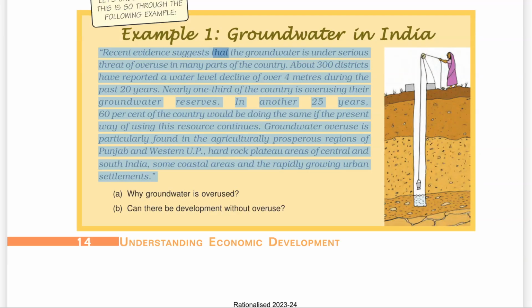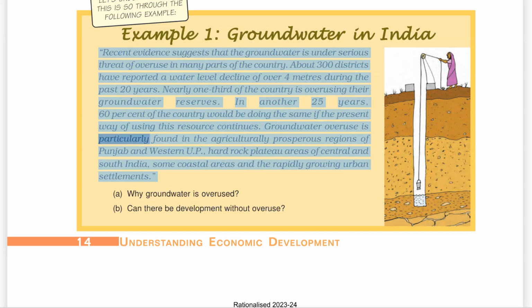Recent evidence suggests that the groundwater is under serious threat of overuse in many parts of the country. About 300 districts have reported a water level decline of over 4 meters during the past 20 years. Nearly 1/3 of the country is overusing its groundwater reserves. In another 25 years, 60% of the country would be doing the same if the present way of using this resource continues.